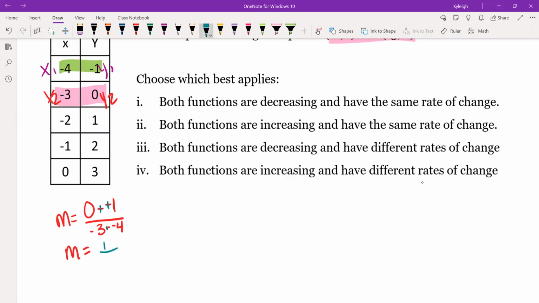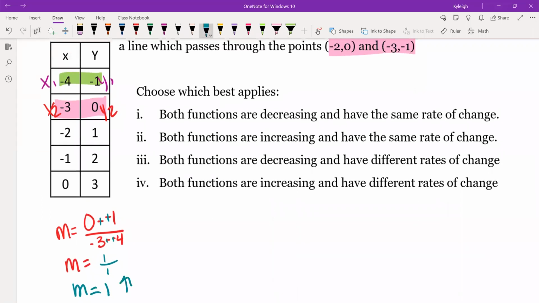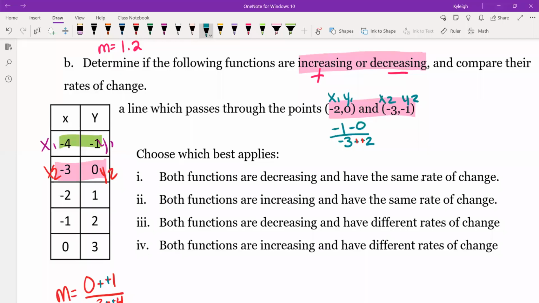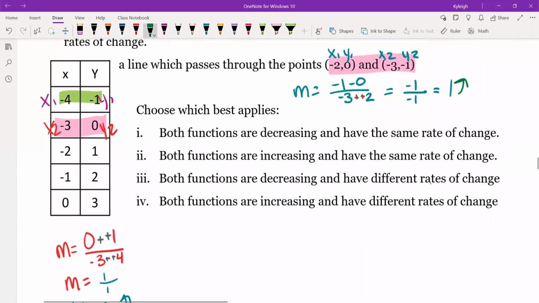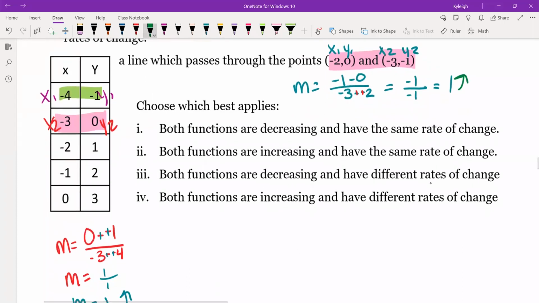All right, so for the first one, the table, I just chose the first 2, and I'd get 1 over 1. And 1 over 1 is a slope of positive 1, right? So far, this is increasing at 1. So let's try the next one. We have 1 minus 0, which is 1, and negative 3 plus 2, which is negative 1. And that also gives me a positive 1. So that is also increasing. Both of them are positive 1, which is increasing. So increasing with the same rate is 2. Okay? Let me know if you have any questions in class.